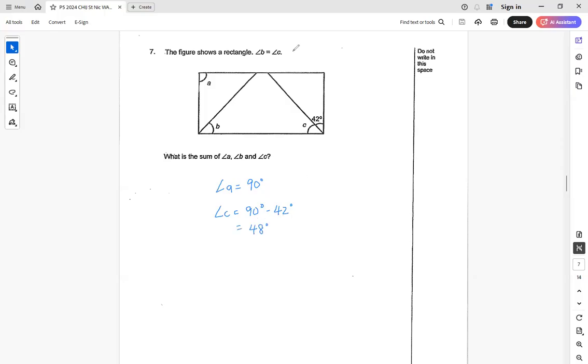And the question tells us angle B is equals to angle C. So angle B will also be 48 degrees. So if I want to find the sum of A, B, and C, I just add all the three angles together. There will be 90 degrees plus 48 degrees plus another 48 degrees. Okay, you use a calculator, that will give us our answer, 186 degrees. Okay, so this one, I'll get 186 degrees. Okay, so now let's move on to question 8.